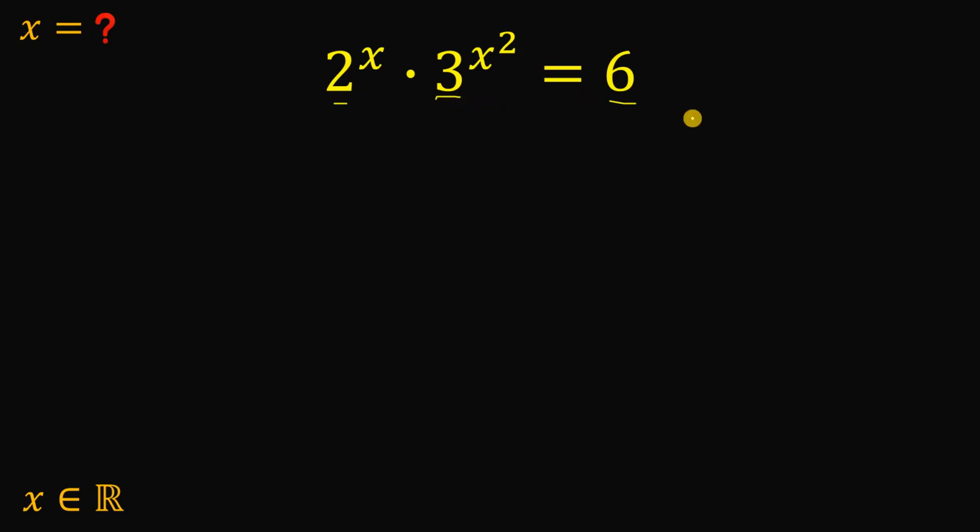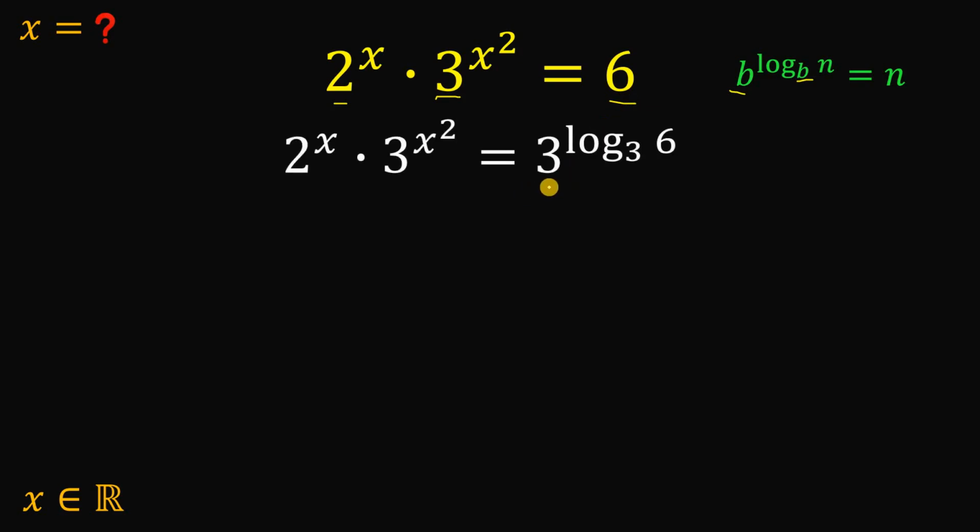Alright, and to do that, we will use this identity. If we have b raised to the power of logarithm of n to the base of b, we have the same base. This is just equal to n. So this 6, we can rewrite this in the base of 3 as 3 raised to the power of logarithm of 6 to the base of 3. So this is just 6. Right? Now how about this 2?